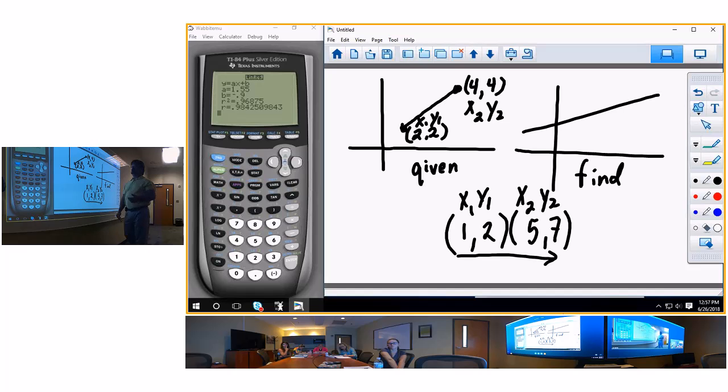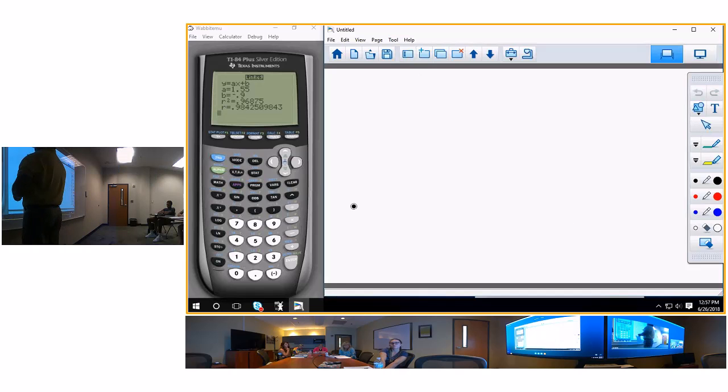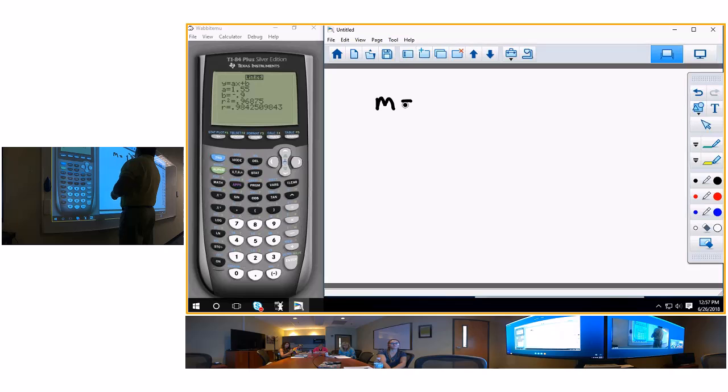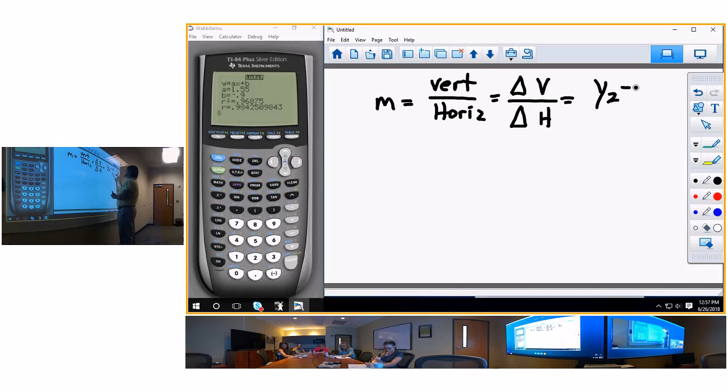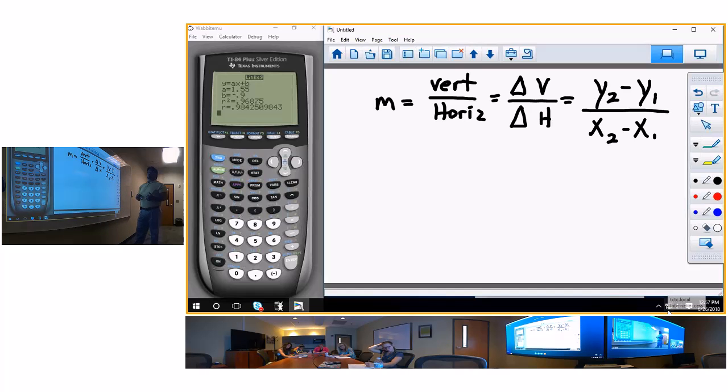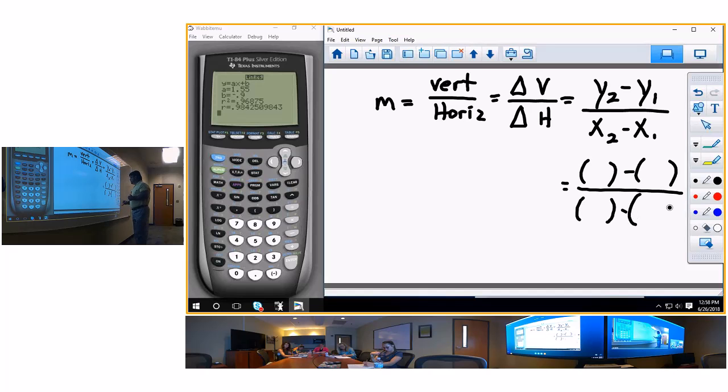The formula for calculating the slope is vertical over horizontal, or the change in the vertical over the change in the horizontal, or y sub 2 minus y sub 1 over x sub 2 minus x sub 1. And I tell students the first thing you do when you rewrite this is you put parentheses minus parentheses over parentheses minus parentheses.